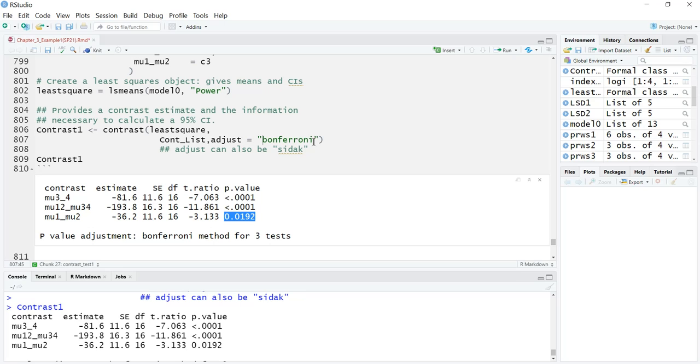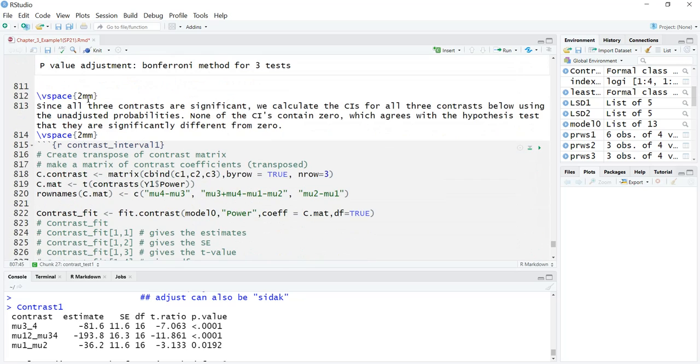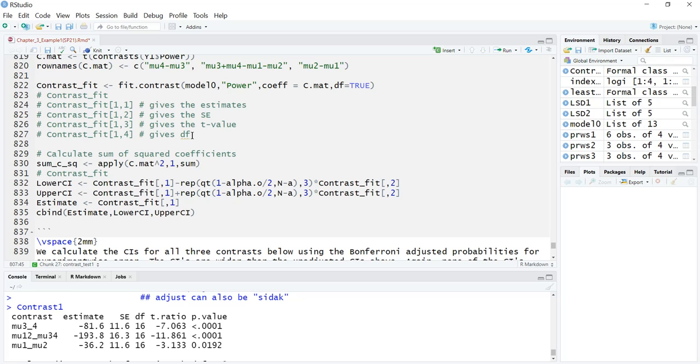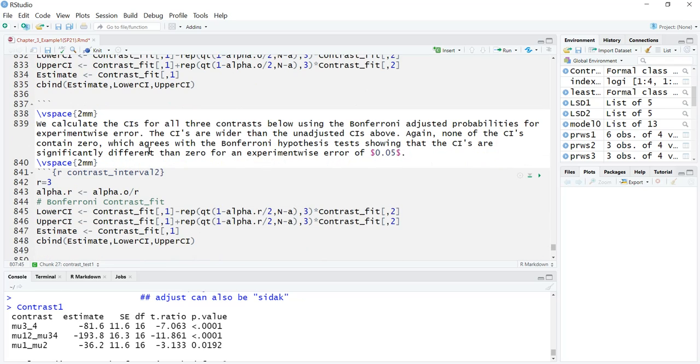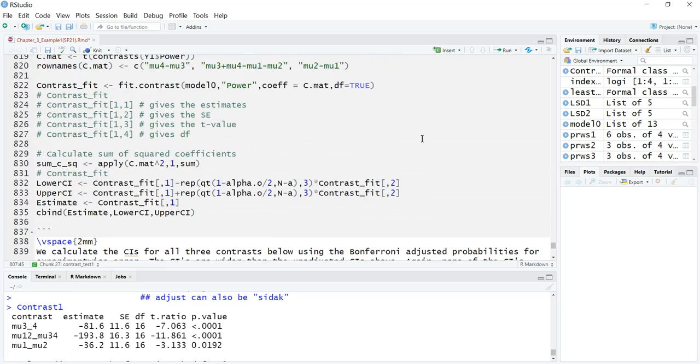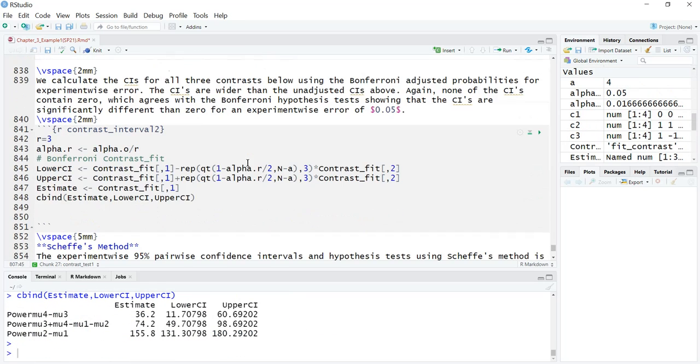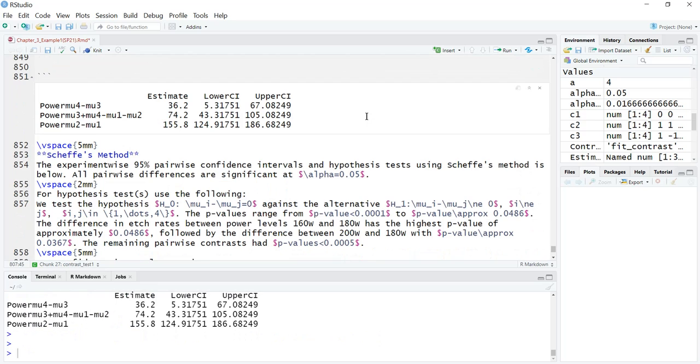All right, so this can be used for Bonferroni, Sheffé, or for the LSD or unadjusted method. Since all 3 contrasts are significant, we can calculate the confidence intervals for all 3 of the contrasts. Here we can use the unadjusted probabilities, or the adjusted. So I do both. Here's the unadjusted, and then here are the adjusted.